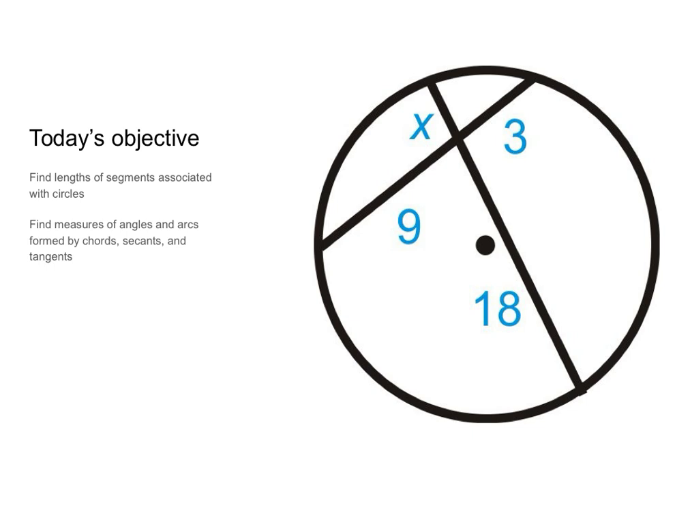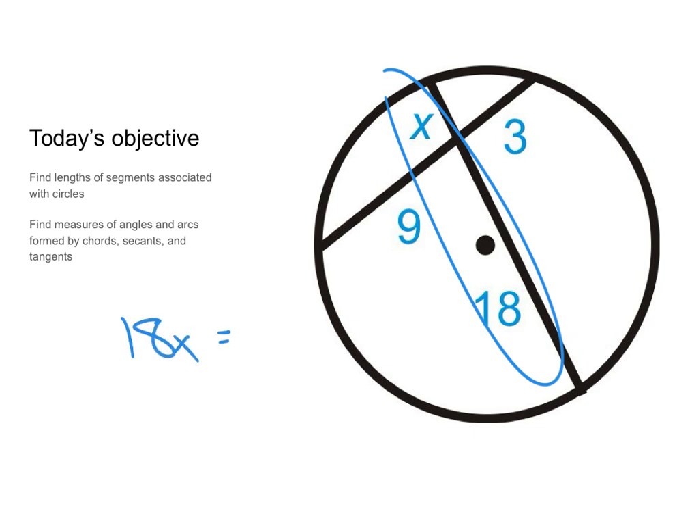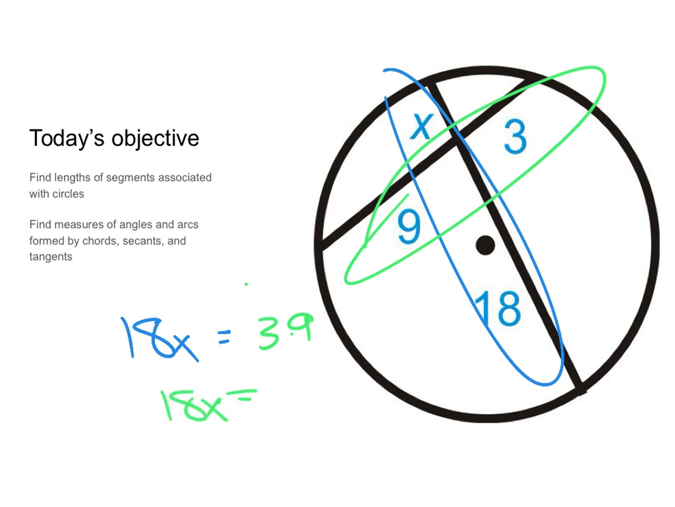Similar question. Let me start it out. You finish it up. 18x is going to equal what? You guessed it. You said it. Whatever 3 times 9 is, 18x equals 27. 27 over 18 is going to simplify to 3 over 2. Done.